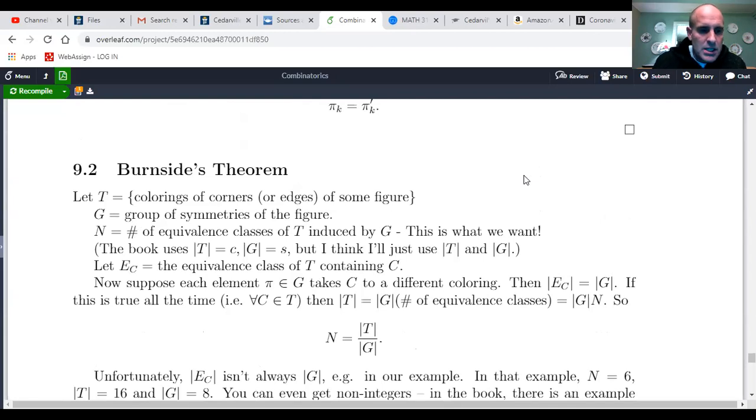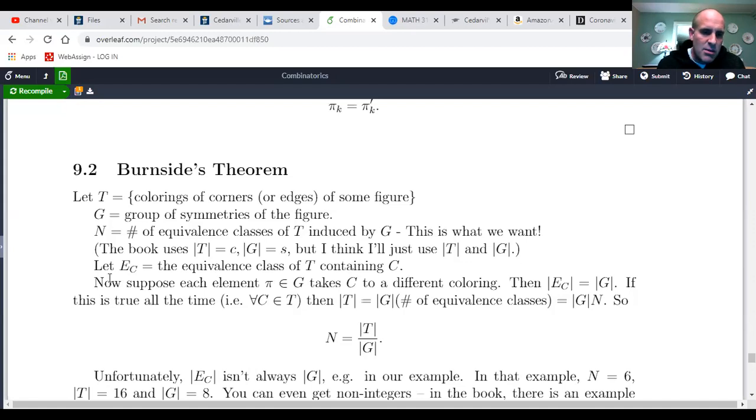Okay. So N, right, this is the thing that we really want. N is the number of equivalence classes of T induced by the group. Okay, that's what we want. So capital N is going to represent the number of equivalence classes. Above, remember, we had like 6. That's the thing that we want to determine. We want to develop a general theory that will give that to us.